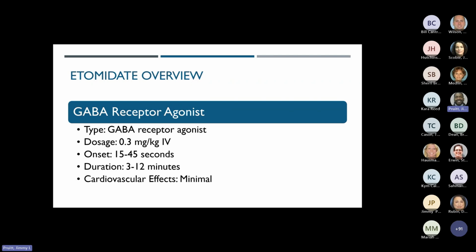So moving on to etomidate, our other agent. At CMC, when I pull up the data, we're using etomidate probably 10% of the time, to be honest. The dosing that we can see is going to be 0.3 mg per kg. Onset is rather quick at 15 to 45 seconds with a very short duration of 3 to 12 minutes. The benefit of this, guys, is that it has minimal cardiovascular effects.